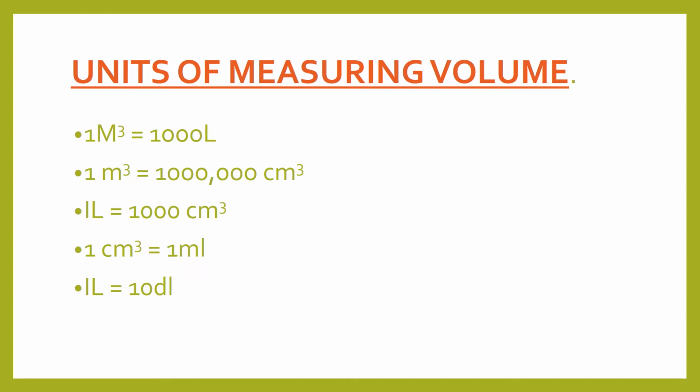1 liter is equal to 1000 centimeters cube, and 1 centimeters cube is the same as 1 milliliters or ml. The last thing also that you should know is that 1 liter is equivalent to 10 deciliters.